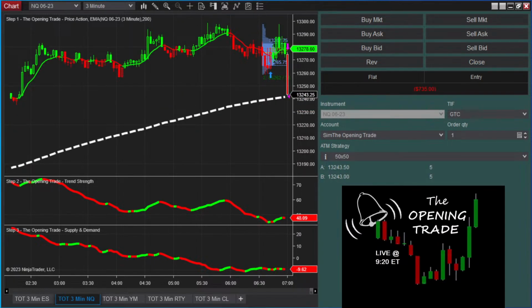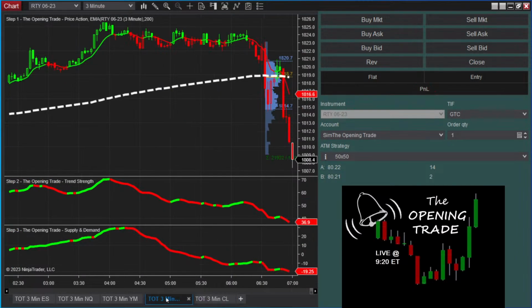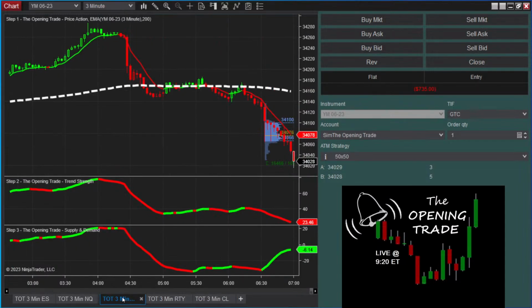Order filled. That got stopped out on its loss there. Let's take a look at the crude oil. Still making its breakdown. Same with Russell and the Dow. So, no manual trades for this time.